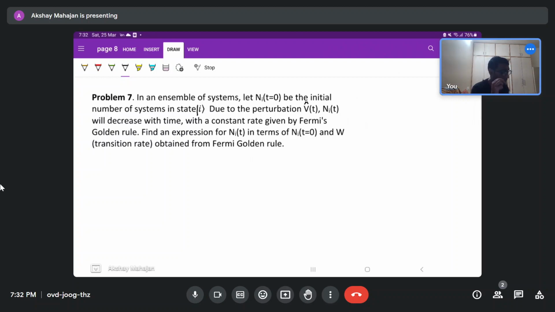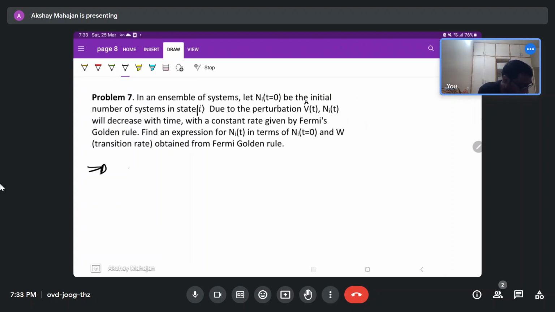Now what we have to do is find an expression for Ni(t) in terms of Ni at t equals 0, before the perturbation is applied, and W, the transition rate obtained from the Fermi golden rule. So in terms of the transition rate W and the initial number of systems in the state, we need to find an expression for the number of systems in state I at any time t. Alright, so that is our problem.